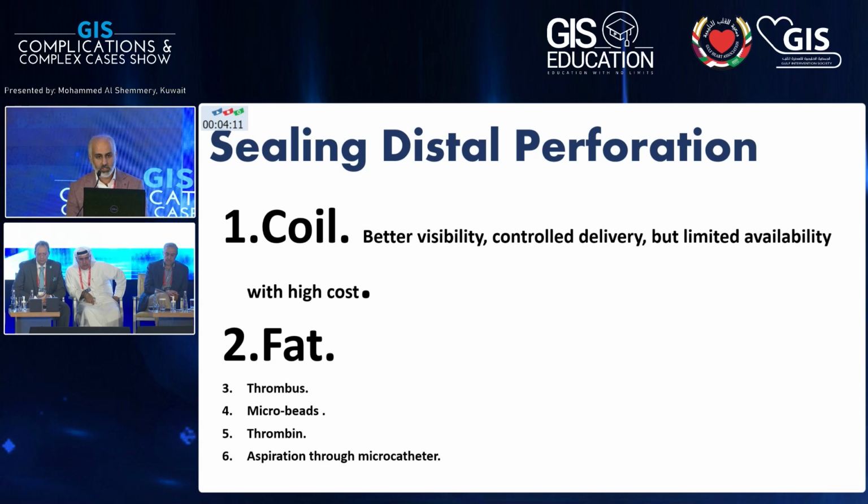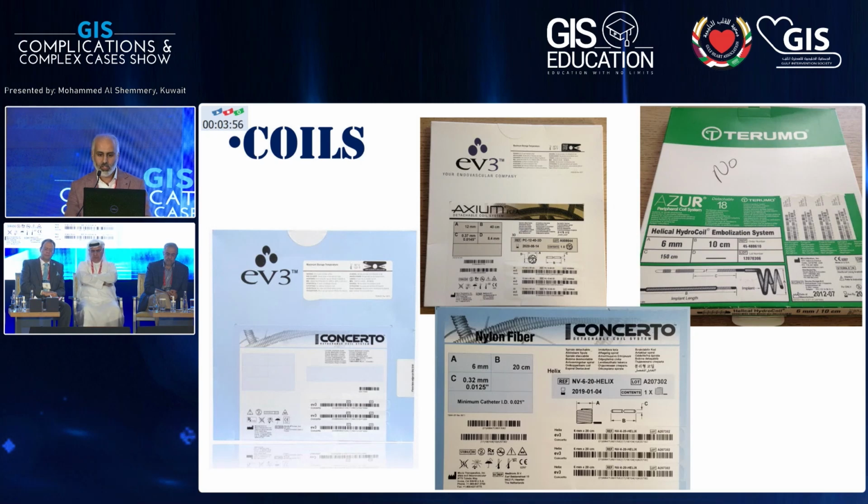Coils have better visibility on the angiogram. They are fairly controlled in terms of delivery, but they are limited in availability and they carry a much higher cost. Fat almost has no cost. So we decided to use a coil. It's very important to point out that once you decide to use a coil, you need to know which ones are available in your cath lab, and which ones are compatible with which size of microcatheters. Some of them you can use with 1.8 French microcatheters. Others need a bigger microcatheter of 2.8 French.